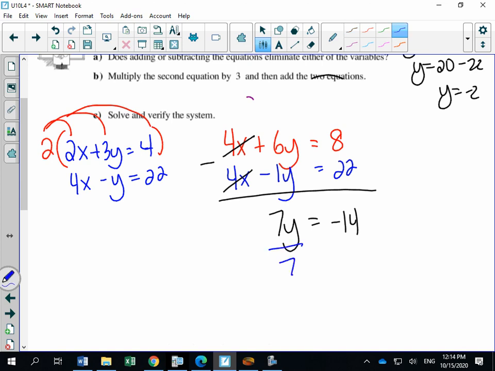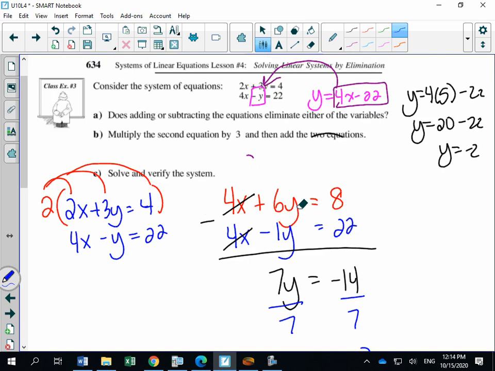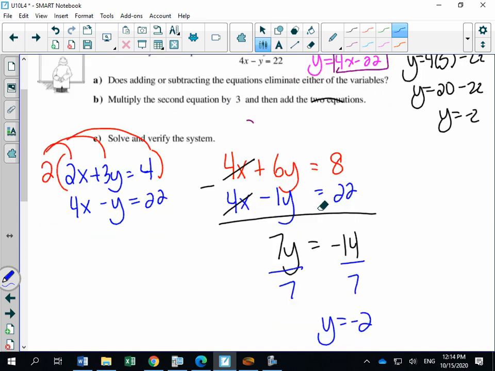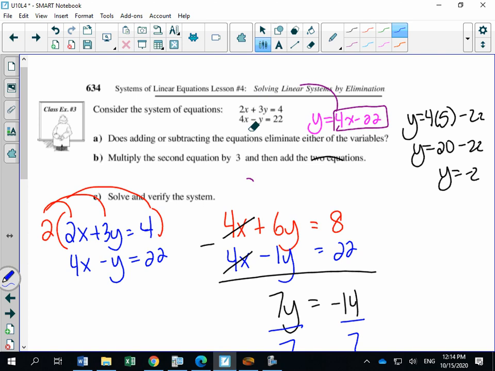Divide this by 7, divide this by 7. Y is equal to negative 2. Is that what we got when we did substitution? Yeah. So y is equal to negative 2. Now to figure out x, you say to yourself, plug in that negative 2 into any of the original systems, right? So I got to plug in that y is equal to negative 2 into the original systems.